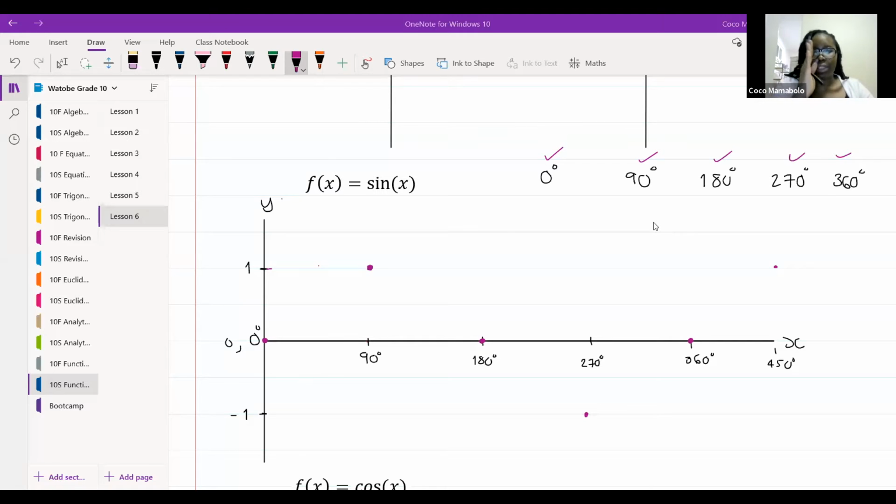We're stopping at 360 because if I continue after 360, I'm going to be drawing the same graph again, when we already know we're going to get 1 and then 0 and then -1, then 0. 1, 0, -1, 0. So there's no need for us to go past 360 for this particular graph.